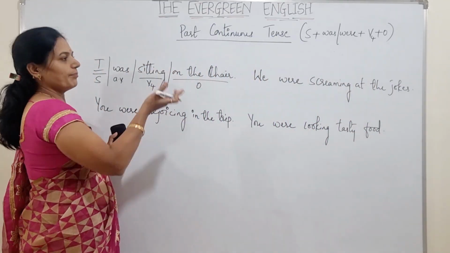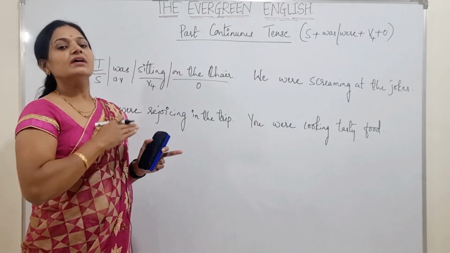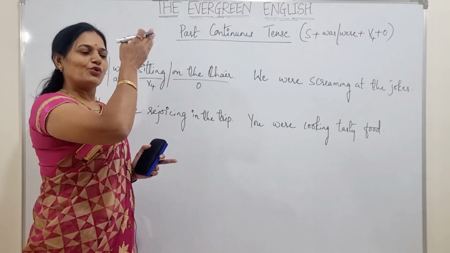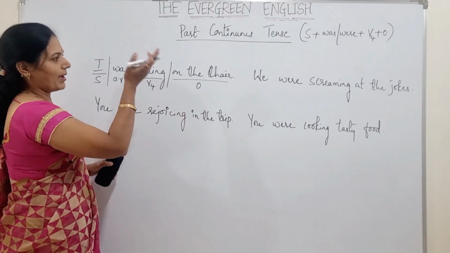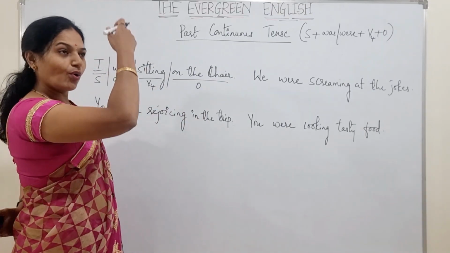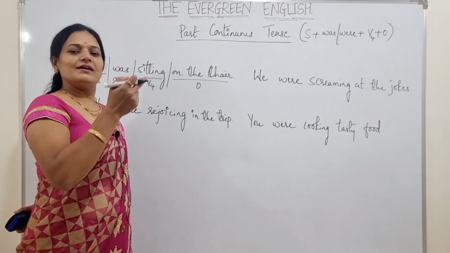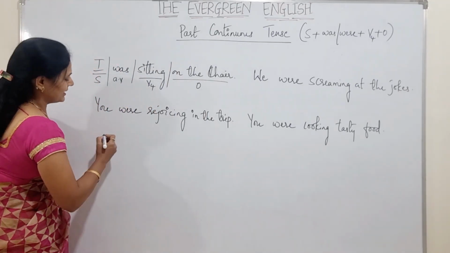Understood? This is in past continuous form. The work was completed and it was in process actually, isn't it? You were enjoying, you were studying, correct? So, these are in the past continuous form. You were going at the stop when I saw you, right? So, these are the past continuous tenses.